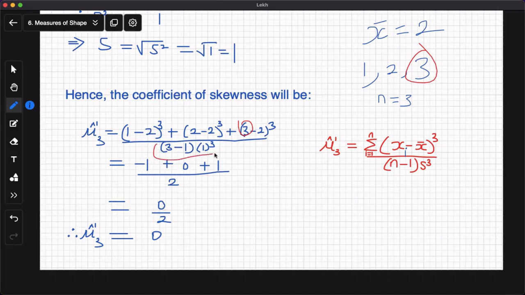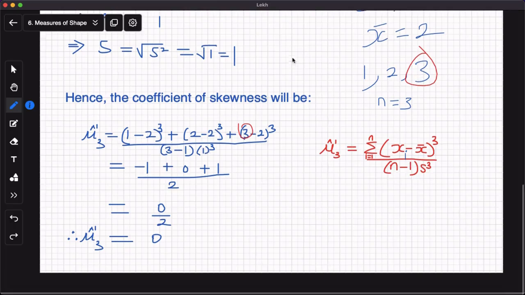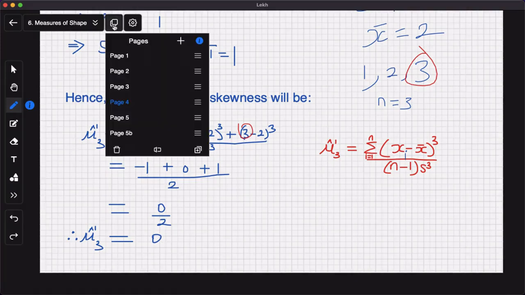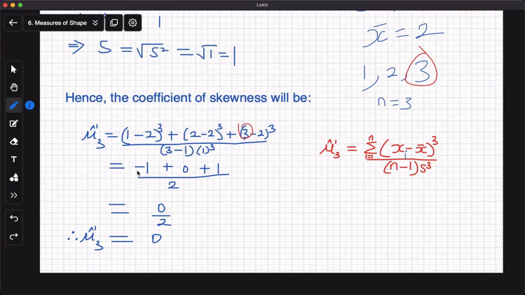So how do we get the denominator here? n is 3, so n minus 1 will be 3 minus 1. And s is actually, you can see it from here, 1. So s raised to the power of 3 will be 1. So 1 times 2 gives us 2. So you eventually get a coefficient of skewness of 0.